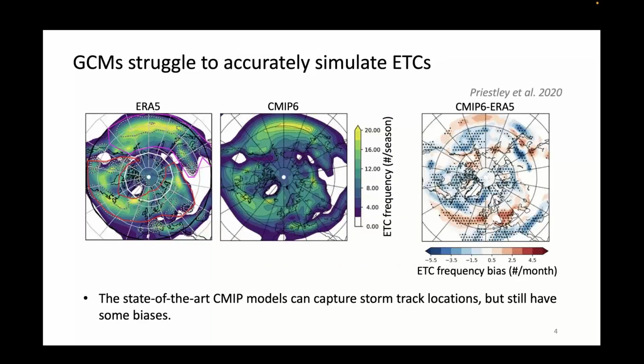However, GCMs struggle to accurately simulate the characteristics of extratropical cyclones. The left figure depicts the cyclone frequency distribution simulated by reanalysis data and CMIP6 models, and the right figure illustrates the difference between them. CMIP6 models generally capture the location of the major storm track well, but they often fail to simulate the detailed position and quantify the cyclone frequency.